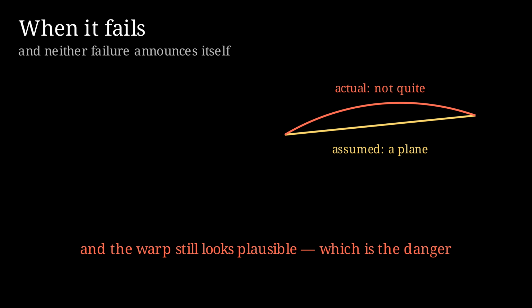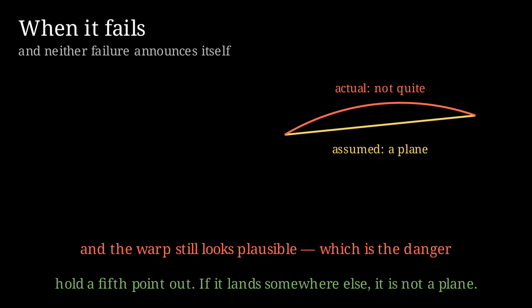Which is why you hold a point out. Take a fifth correspondence, don't give it to the solver, and check where H sends it. On a plane, it lands where it should. On a scene that isn't flat, it doesn't. And that number is the only thing that will tell you.